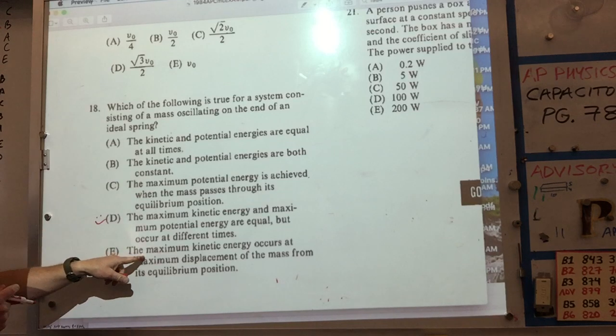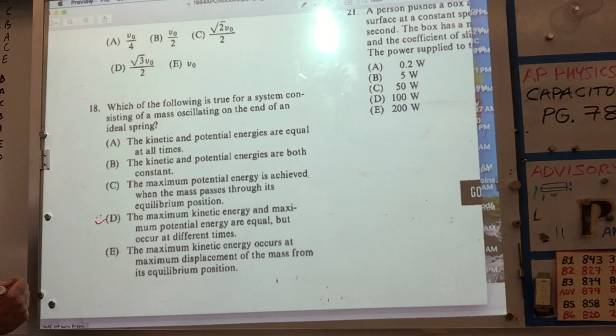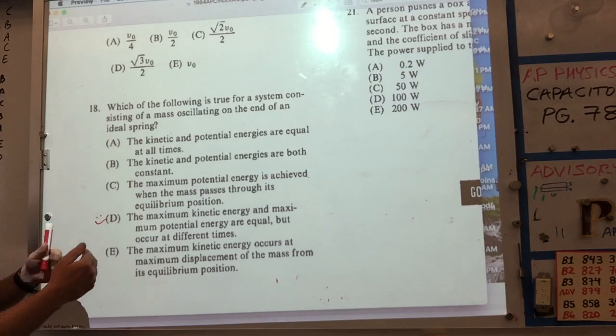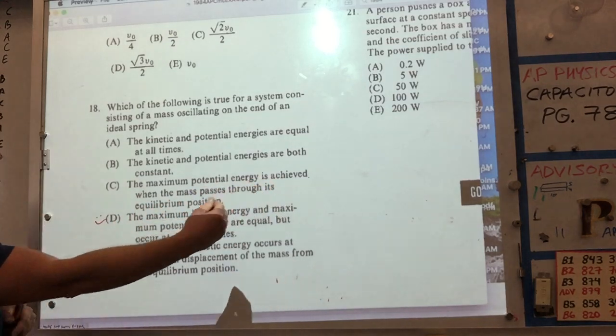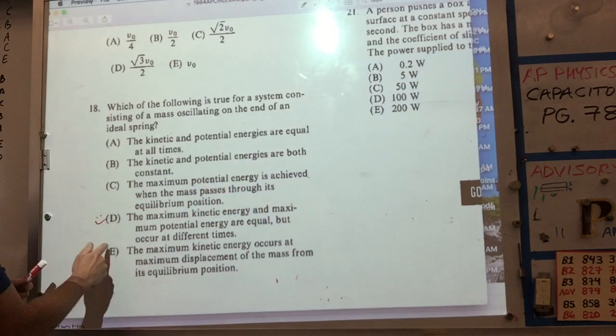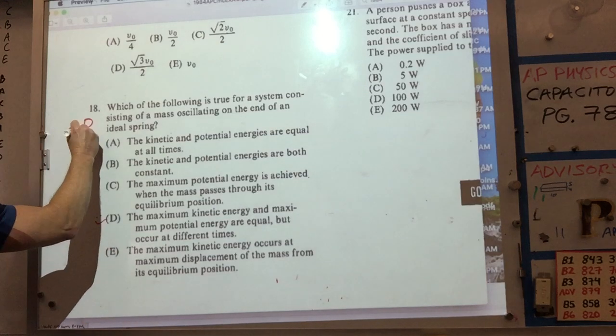But let's just check this one for fun. Maximum KE occurs at maximum displacement. Already that's bad, because when you're way out at the edge, that's when you're not moving. So this one's a loser. So 18 is going to be D.